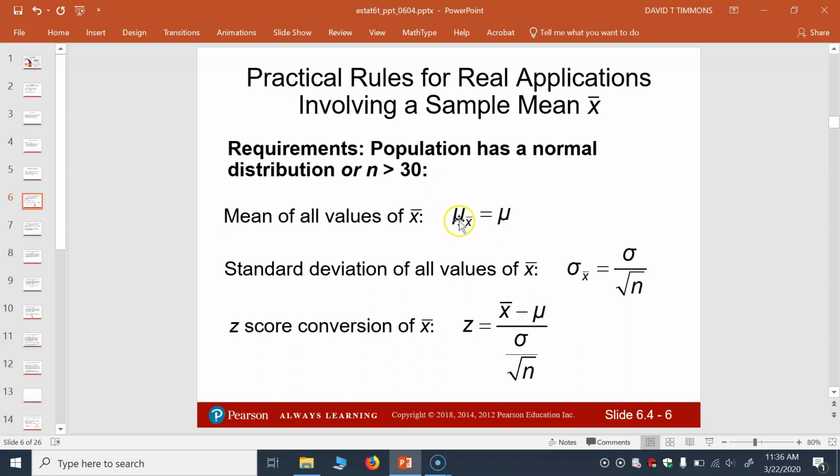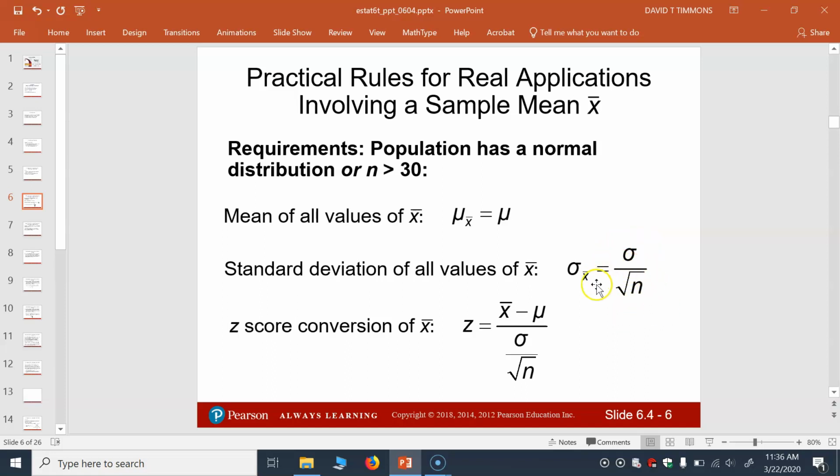Now, one nice thing here, the mean of your sampling distribution of x bar is the same as the population mean. Those are the same. Now, the standard deviation of your sample mean, sigma x bar, is sometimes called the standard error of the mean. That standard deviation is now divided by square root of n. So if you think of it this way, if you were sampling one member, well, square root of 1 is 1. So the standard error of the mean would just equal the original standard deviation, sigma.